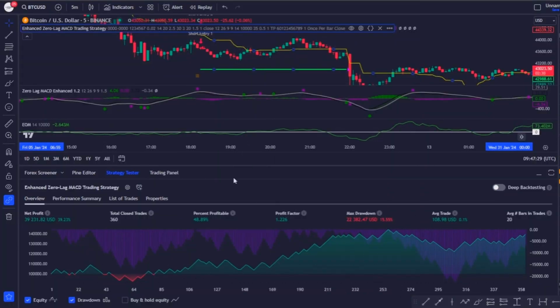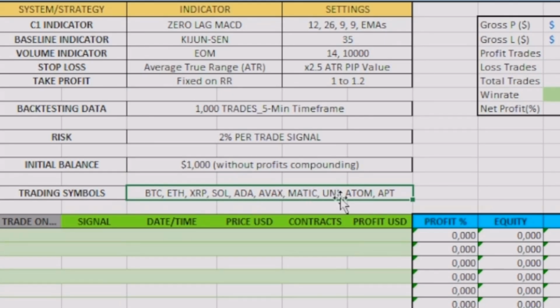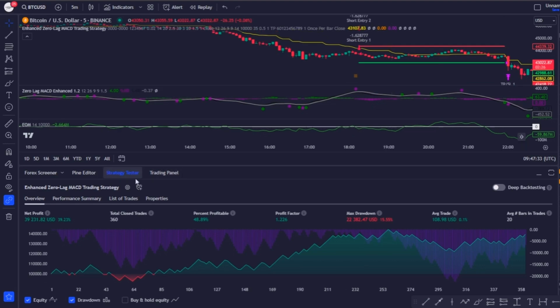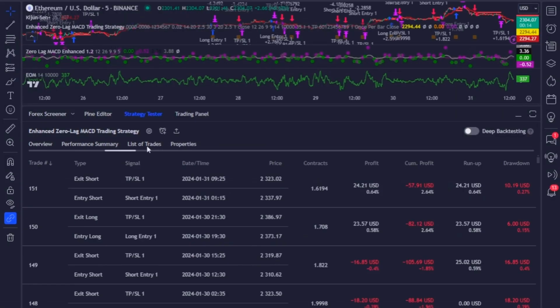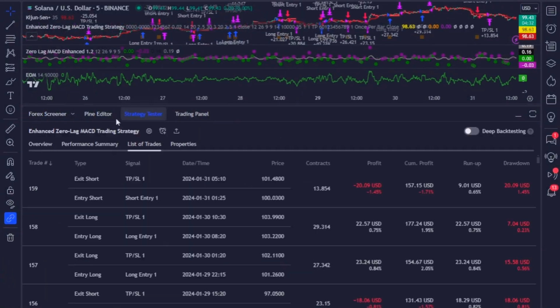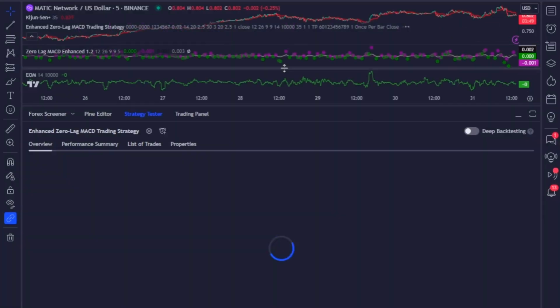I will apply this trading bot on the 10 cryptocurrencies I told you before, and I will download all the trades it performs to add them to my Excel. I will speed up the backtest, but you can slow it down in the YouTube settings to check all the results.